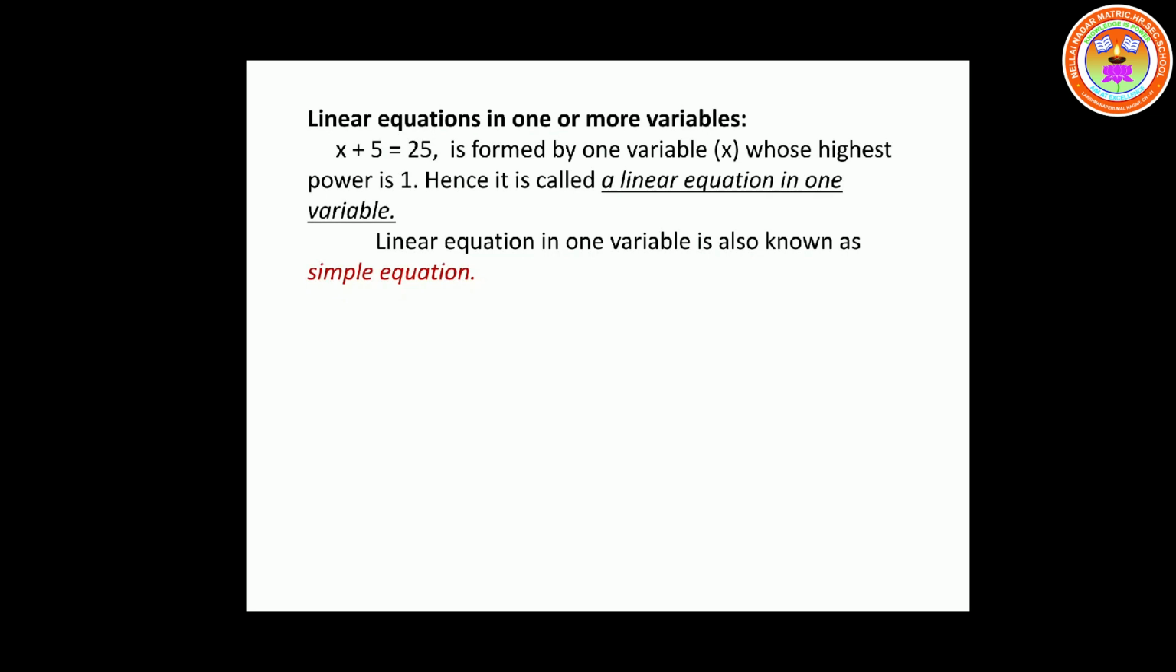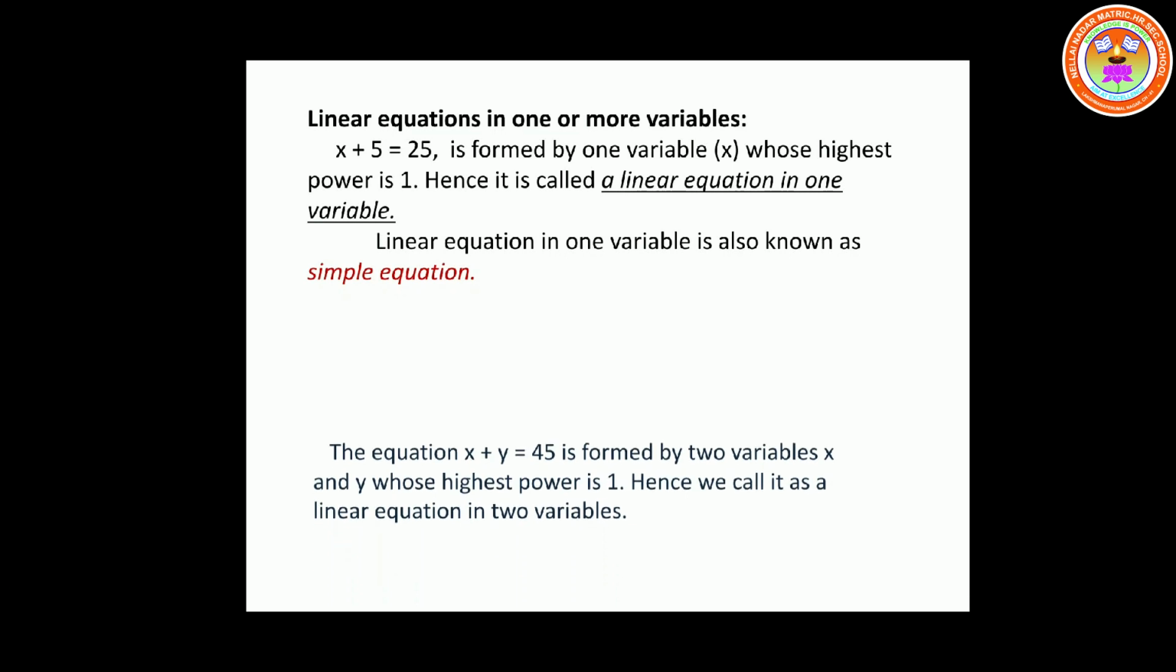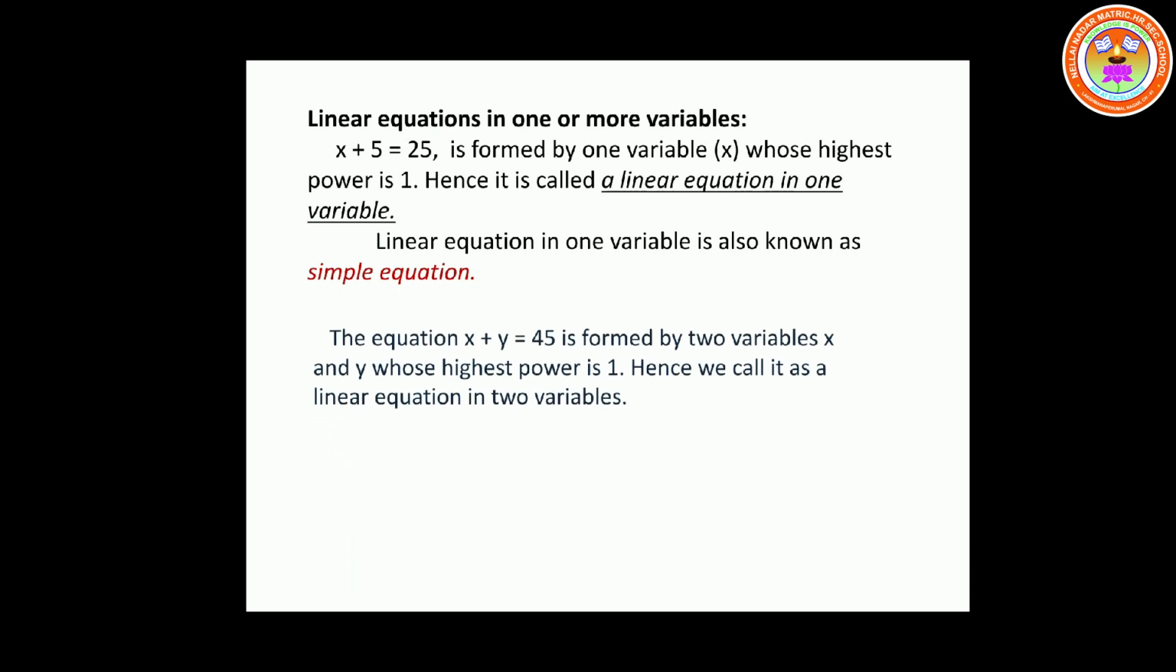So whenever there is only one variable and the highest power is 1, we call it a linear equation in one variable. Now this linear equation is also known as a simple equation. The other name for a linear equation in one variable is simple equation.